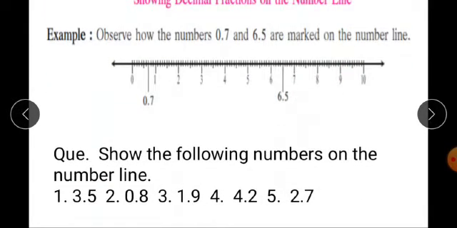One homework for you, show the following numbers on the number line. First number is 3.5, second number is 0.8, third number is 1.9, fourth number is 4.2 and last number is 2.7. Student, for this again you have to draw one number line. You have to divide each unit distance into 10 equal parts and then you have to show these numbers on that number line.